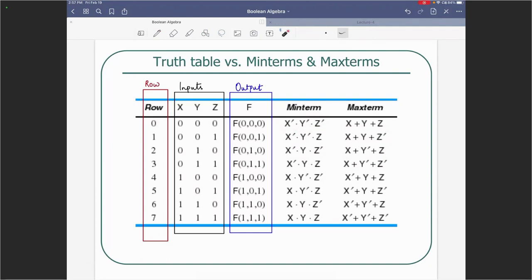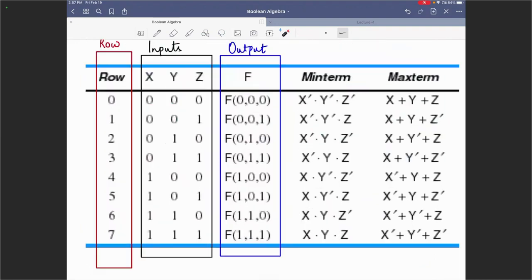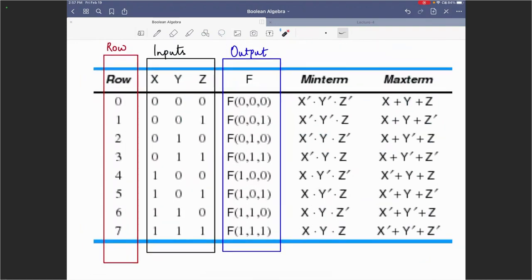So as you can see here, min terms are a product term. So f will have at most 2 raised to the number of literals.